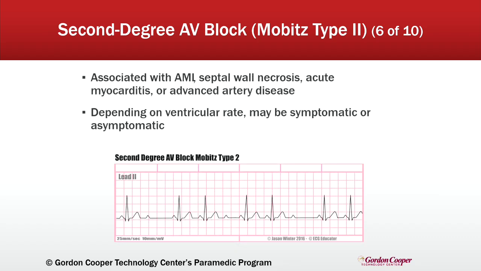Now, this type of heart block can be associated with some pretty serious conditions like an MI, where damage to the heart muscle impacts the electrical conduction system. Other causes include septal wall necrosis, so damage to the heart septum, and then of course an MI or acute myocarditis, inflammation of the heart muscle, and advanced artery disease, where the coronary arteries are narrowed or blocked.